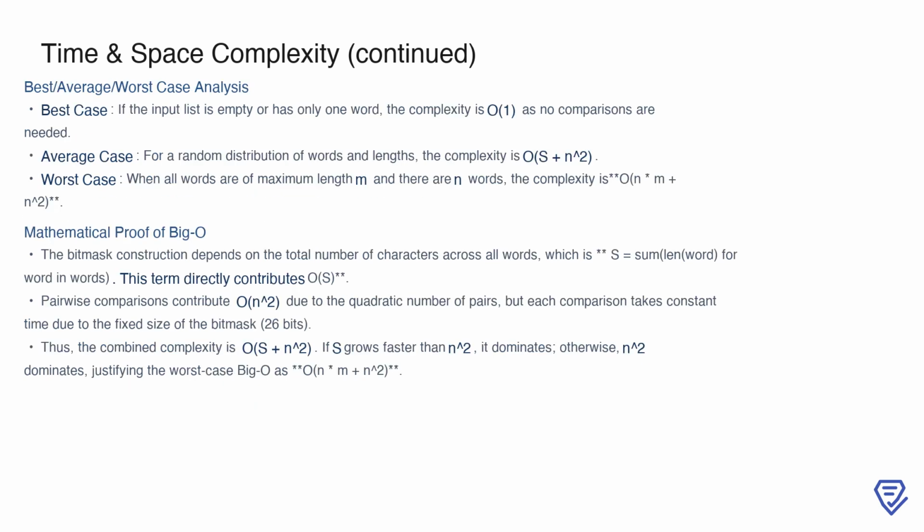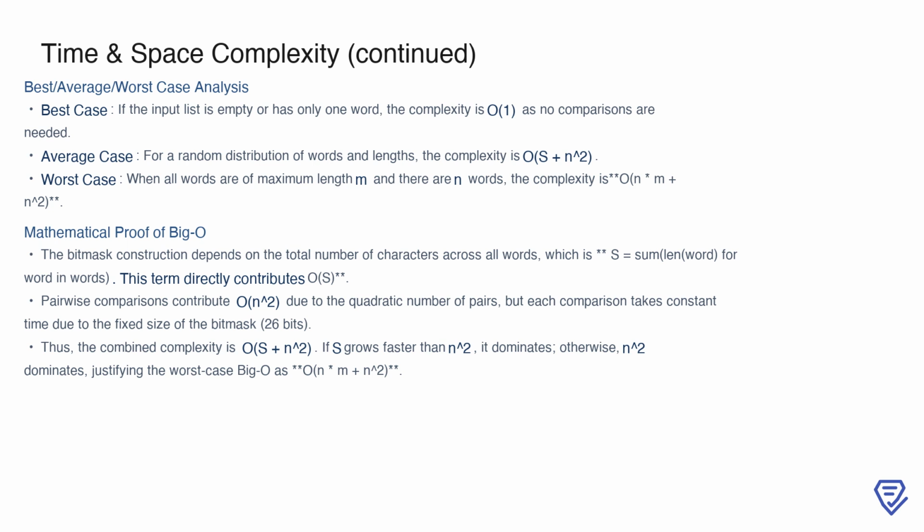Analyzing further, in the best case scenario, if the input list is empty or contains only one word, no comparisons are needed, and the complexity is O(1). For the average case, with a random distribution of words and lengths, the complexity is O(s + n²). In the worst case, when all words are of maximum length m and there are n words, the complexity becomes O(n*m + n²).